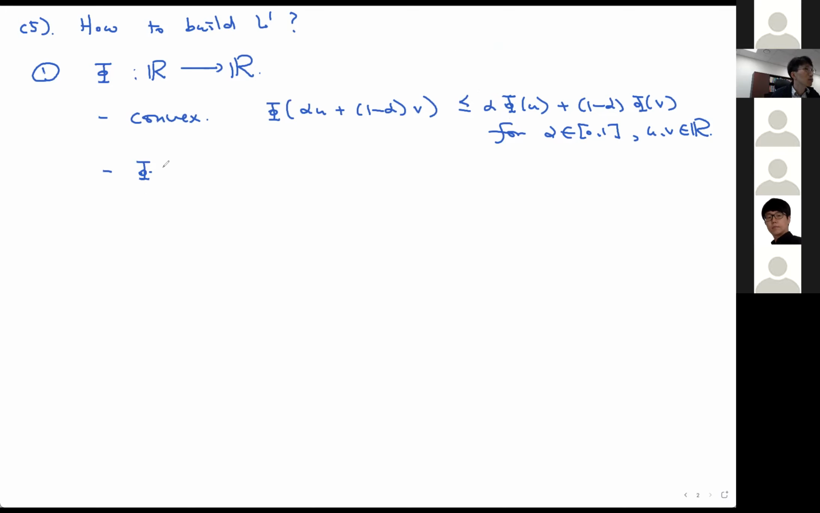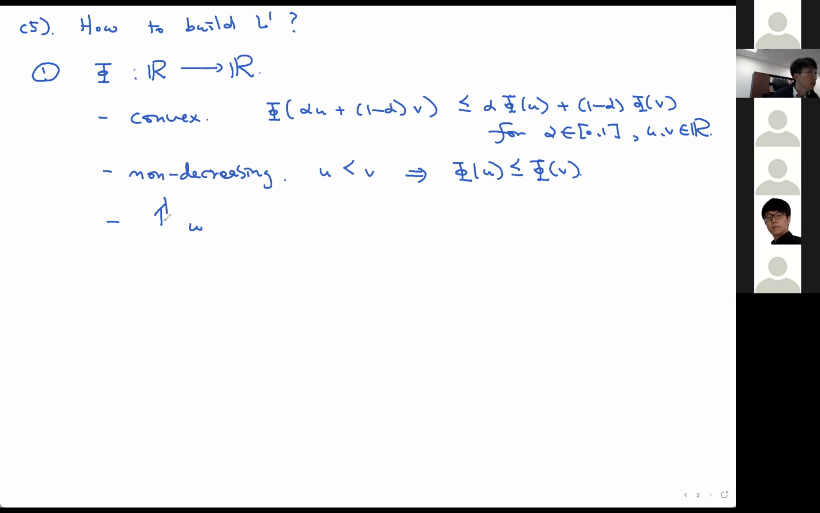Okay, the second property is that this function phi is non-decreasing. It means the following: if u is less than v, that implies phi of u is less than or equal to phi of v. So it's never the case that for larger inputs, phi becomes smaller. So that's the second property. The third one is quite important.